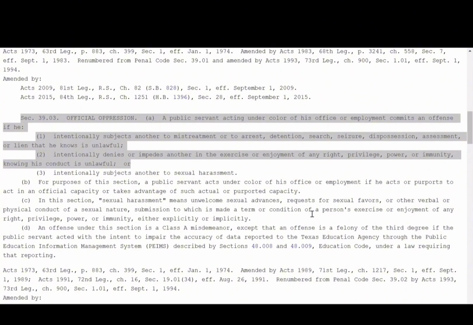Intentionally denies or impedes another in the exercise or enjoyment of any right, privilege, power, or immunity, knowing his conduct is unlawful. A public servant, which is a judge, acting under the color of his office. He's in his job description. He is at the bench, or she is at the bench of their employment, commits an offense, intentionally subjects another to mistreatment.